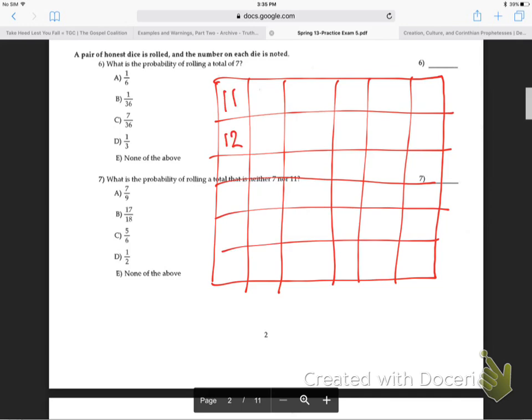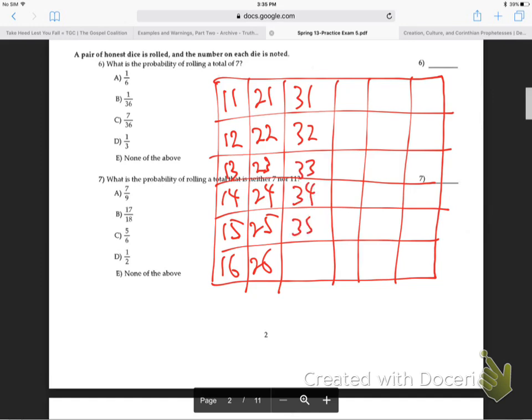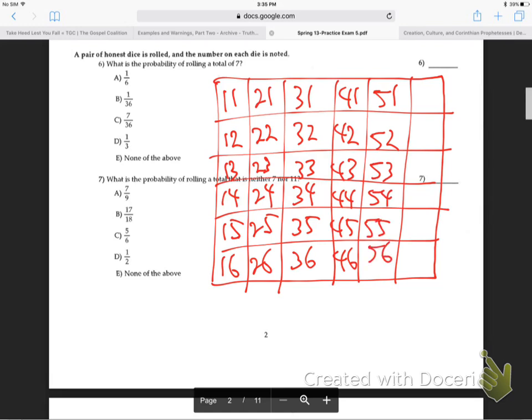1,1; 1,2; 1,3; 1,4; 1,5; 1,6; 2,1; 2,2; 2,3; 2,4; 2,5; 2,6; 3,1; 3,2; 3,3; 3,4; 3,5; 3,6; 4,1; 4,2; 4,3; 4,4; 4,5; 4,6; 5,1; 5,2; 5,3; 5,4; 5,5; 5,6; 6,1; 6,2; 6,3; 6,4; 6,5; 6,6. Okay. Getting scribbly at the end. Getting tired of making that array.